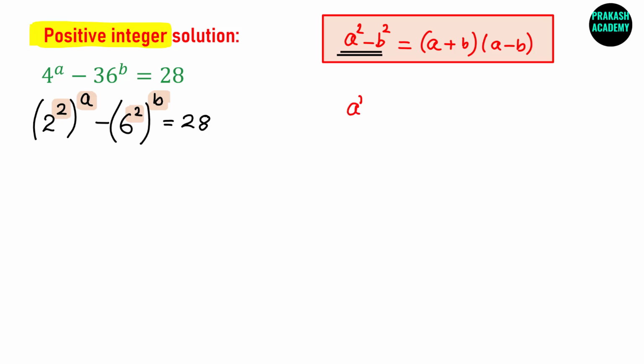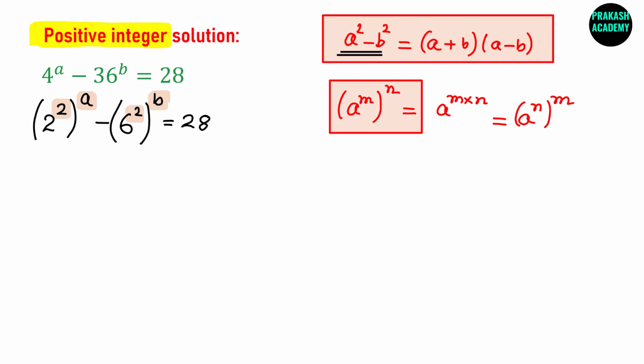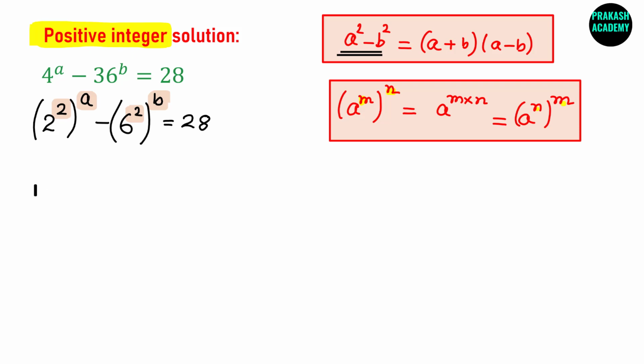Now we can use the rules of exponents, that is (a^m)^n = a^(mn), which is also equal to (a^n)^m. So this means you can interchange the power. In this case, m is inside and n is outside, but here n is inside and m is outside. So you can interchange the power. So let's do that. If you interchange the powers, they will get interchanged.